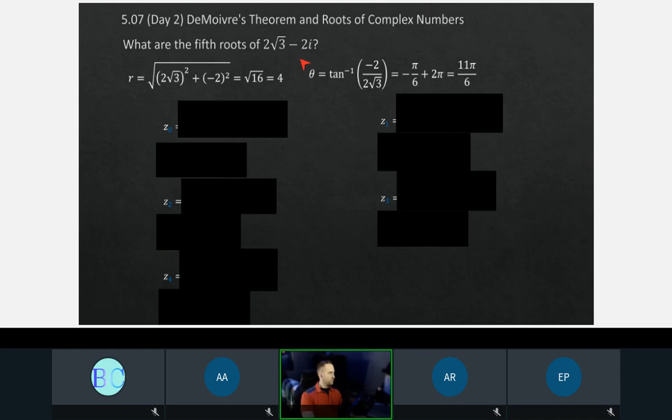All right, next problem. So what are the fifth roots of 2 rad 3 minus 2i? So this is a complex number. Oh, I thought I covered some of this stuff up. Well, I gave away part of the answer already. So we have to first convert this complex number into polar format. And that work to convert this into polar is here. I don't have the conversion on this page because we did one like this pages ago, right? So refer back to that one. So we get r is 4, and then your angle is 11 pi over 6.